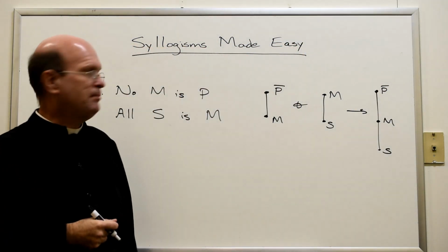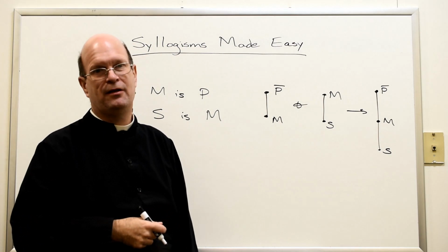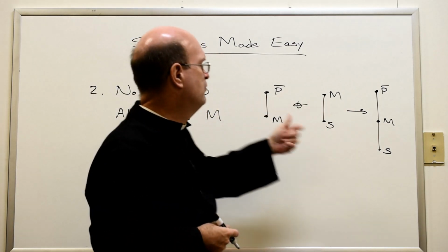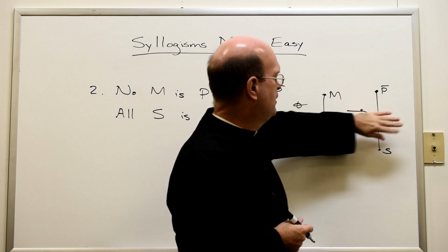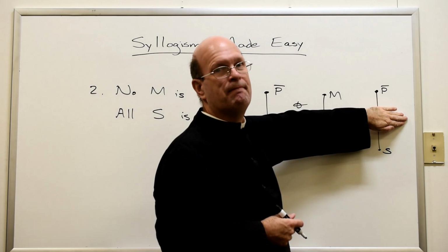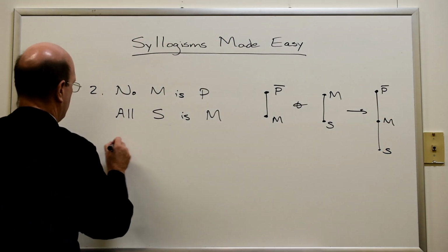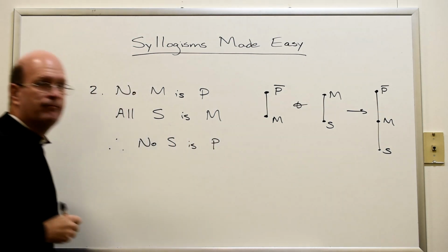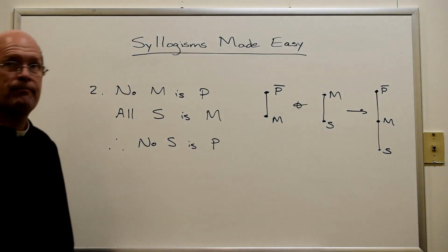Just like the last example, I just have an extra bar over the P. That's the only difference. S has to go below M. M is below P bar, and we have that. So what do we have there? No S is P. Therefore, no S is P. Good? Okay.